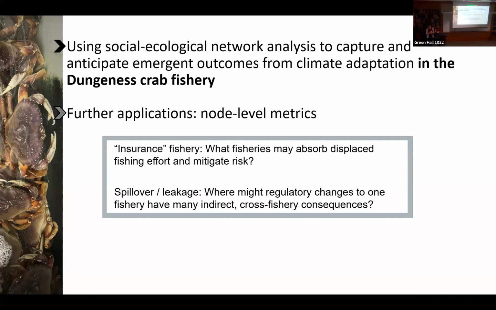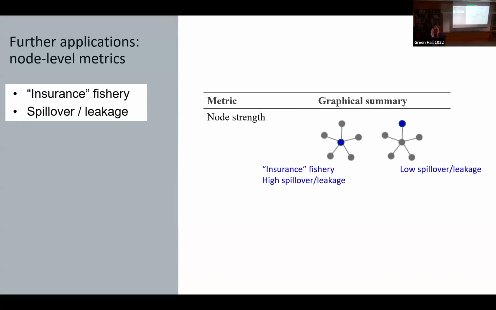And considering this level of importance or connectedness of an individual fishery gets at the identification of something called insurance fisheries. So these are fisheries that might absorb displaced fishing effort and mitigate risk. And another way of looking at this is that those same fisheries might facilitate a lot of indirect cross-fishery consequences of regulatory changes that affect access or fishing effort. And so I'm just going to give a quick example of each of these themes from research that I was marginally involved in, but which were led by other folks.